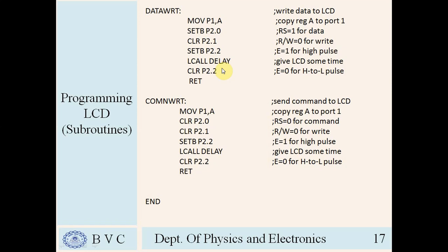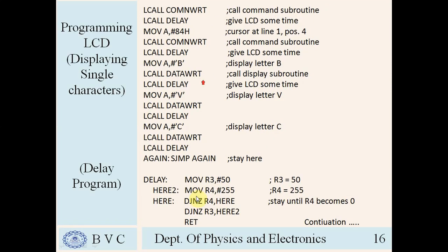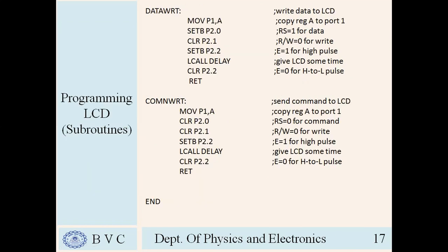Okay, so these are the three subroutines which will help us in writing the same set of instructions a number of times. The first one is the delay program. Whenever there is a need of delay, we call this delay program. Then data write: when you are giving some data, instead of writing these instructions repeatedly, we call this subroutine. When you are giving some command, we call this command write subroutine instead of writing these instructions repeatedly. So these are the subroutines, and this is the programming technique.